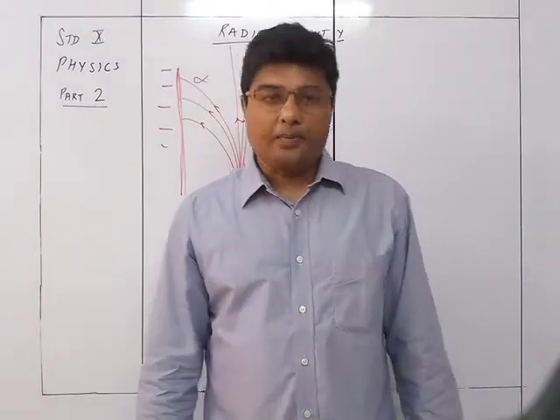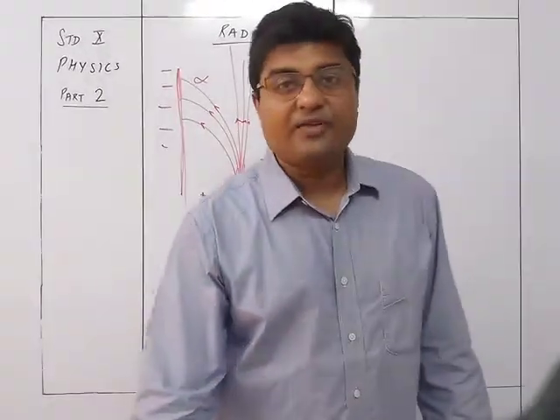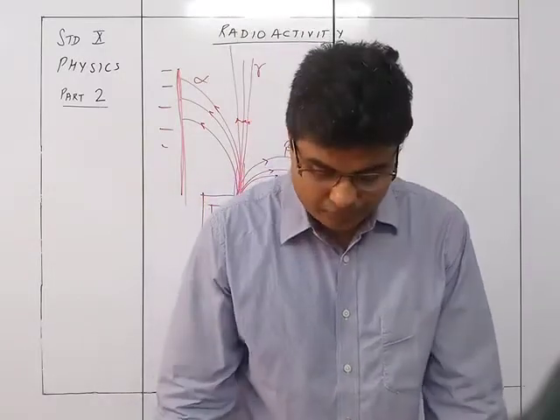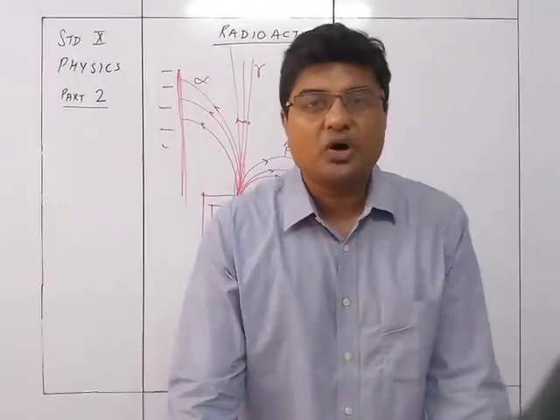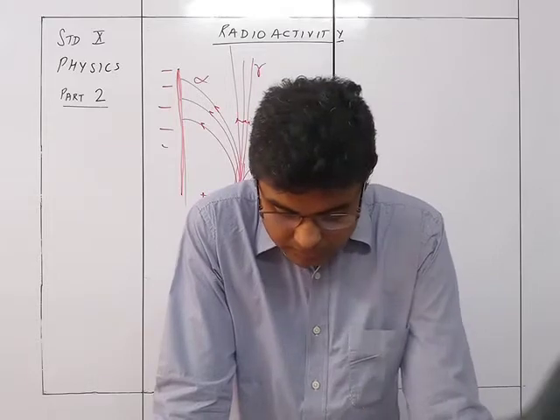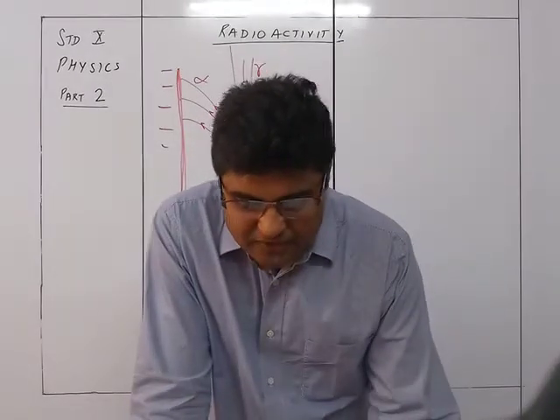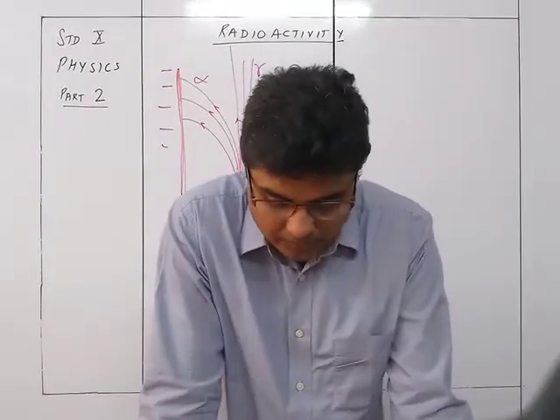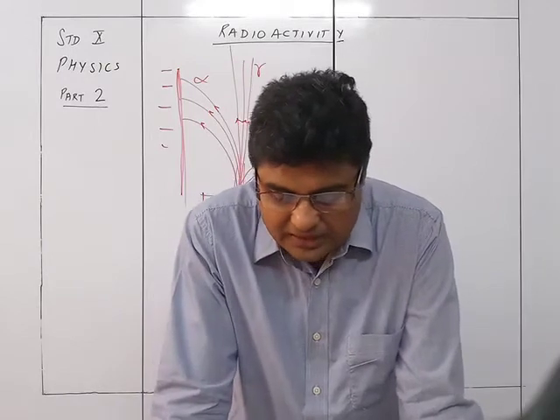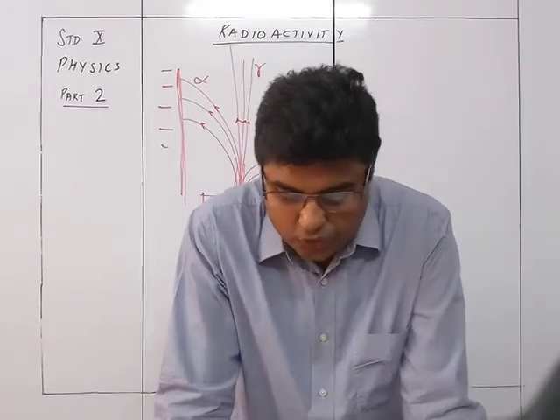Now we see the properties of the alpha, beta and gamma particles one by one. So let's see. First thing, properties of alpha particles. Some properties of alpha particles are given below. An alpha particle consists of 2 protons and 2 neutrons.